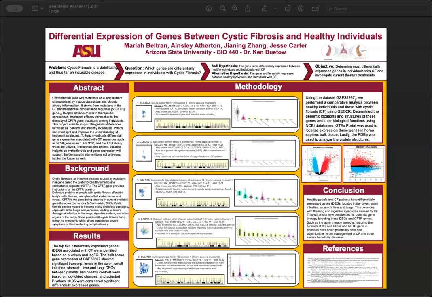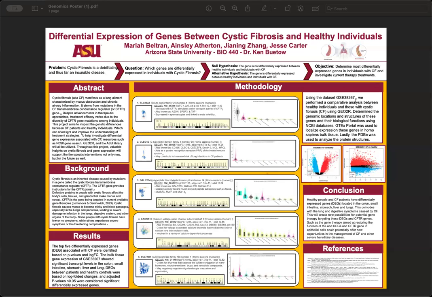All of our genes here have a p-value of less than 0.05. In the center here are the 5 most differentially expressed genes from the dataset. We searched each in the NCBI gene database by their GenBank code given by GEO2R to get the gene name and any additional information.